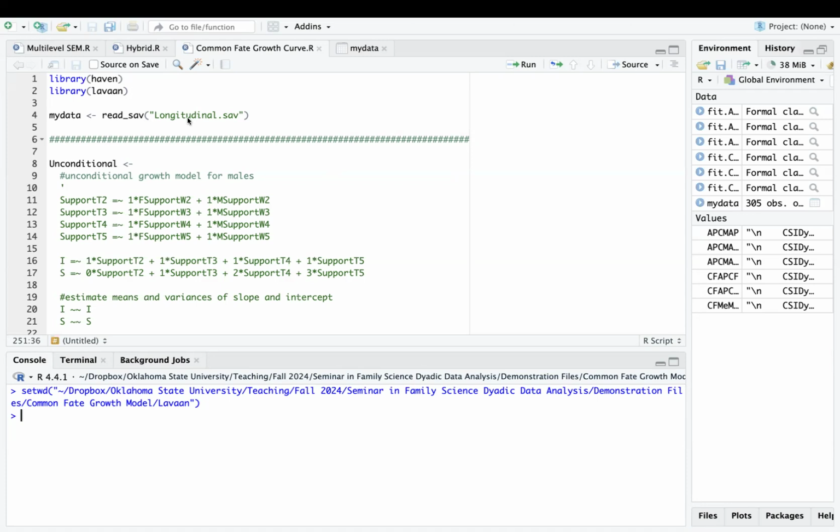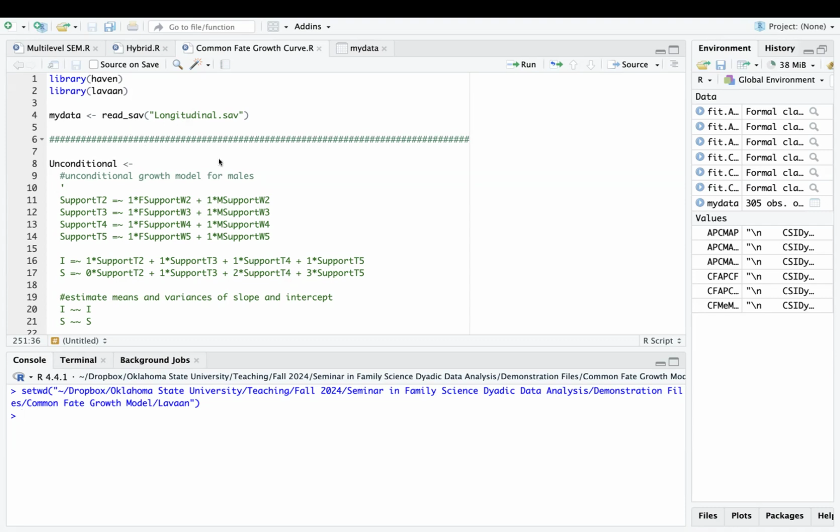The common fate growth model will differ from the dyadic growth curve, where you're estimating dyad member one and dyad member two growth or rate of change over time, but it's done at the individual level. And of course, the non-independence is accounted for by correlating the residuals of the observed variables.